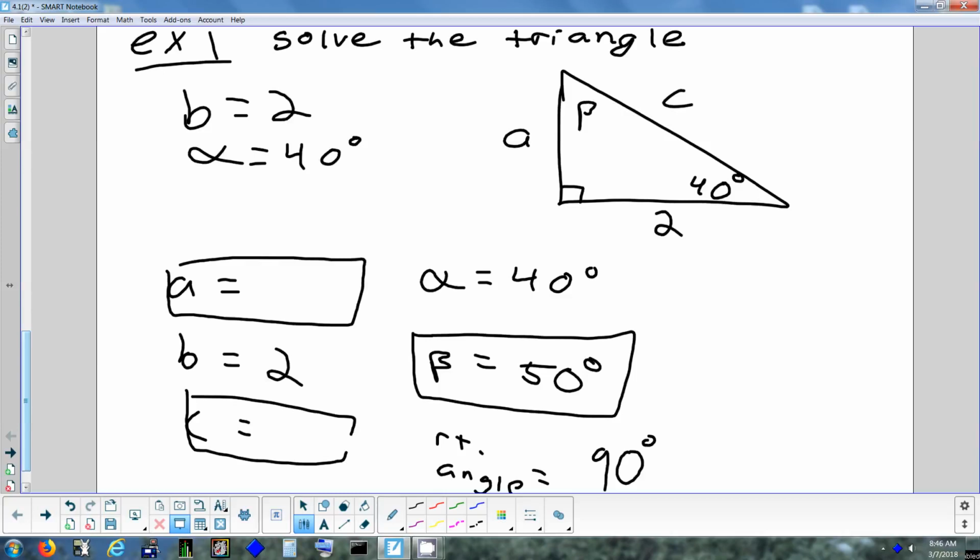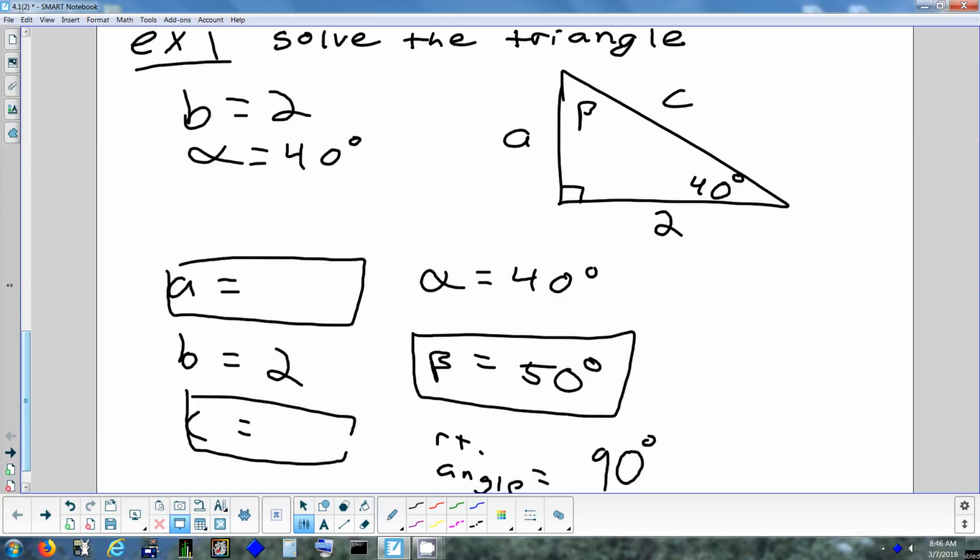Anyone have a thought? Which angle was given to you? Alpha. Okay. What's the difference between something that was given to you and something that you found? Something you calculated. You don't know if the one you found is correct or not. We don't know if beta is correct. I mean, that's easy enough. You should know it's correct. But what if you made a mistake on beta?